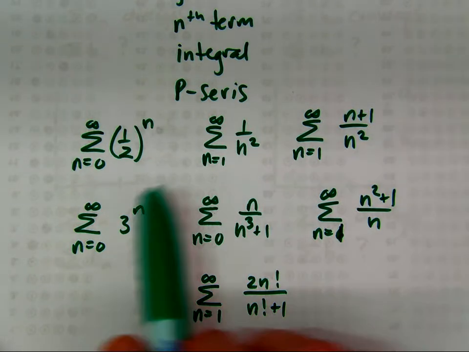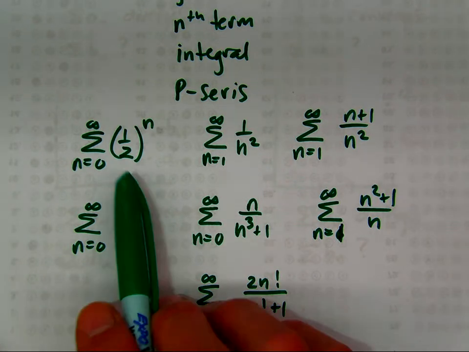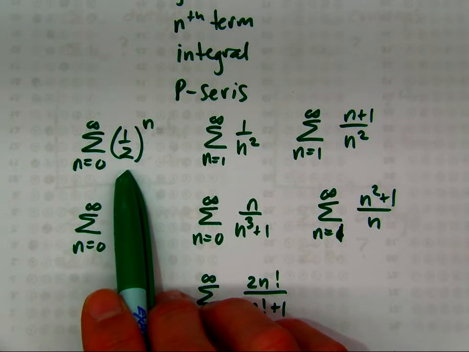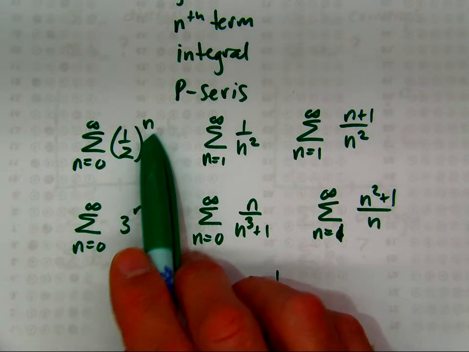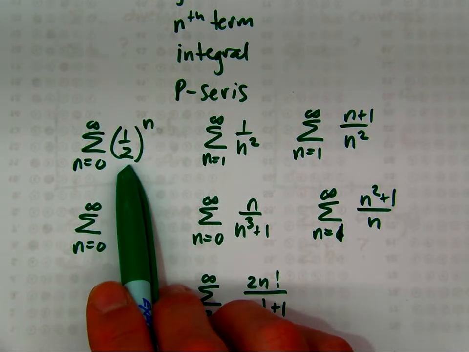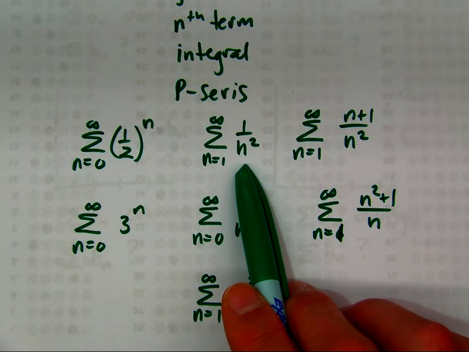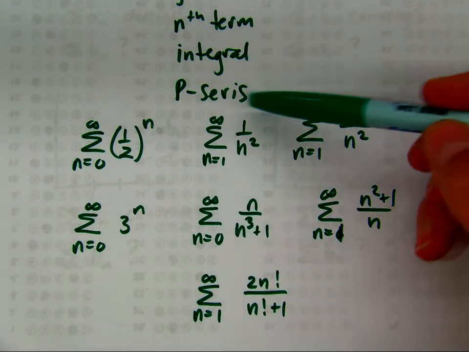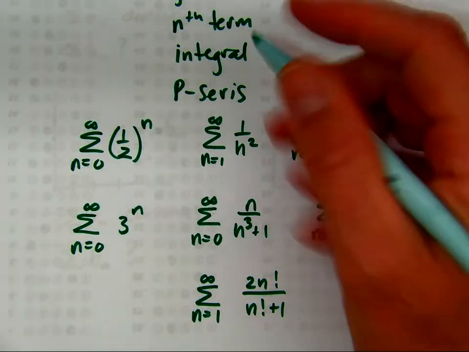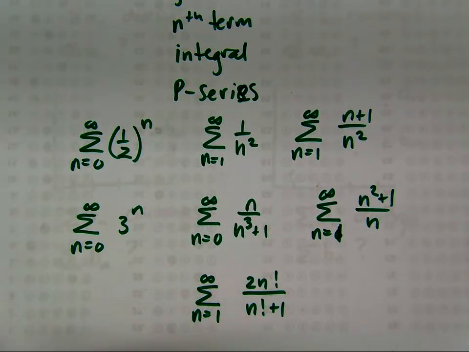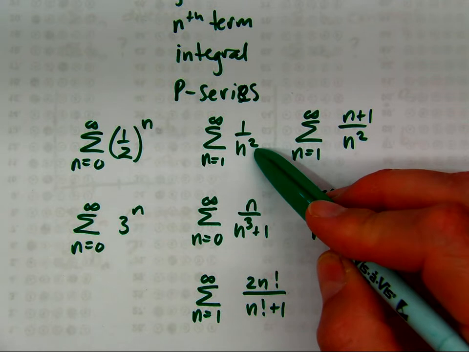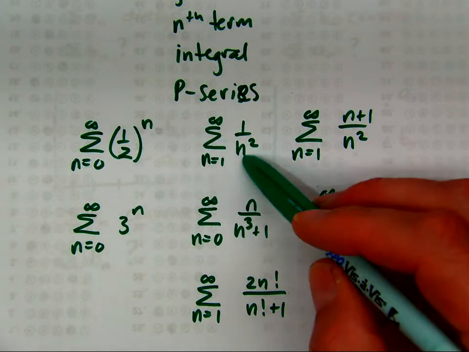So let's look at this one. We look to see if it's geometric, and when we have an exponential like this, that's geometric with r less than 1. So this is a geometric series and it converges. Here we don't have an exponential, so it's not geometric. We do have the p-series test, and p is greater than 1, so the series converges.